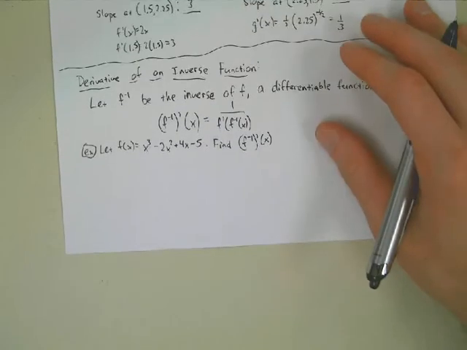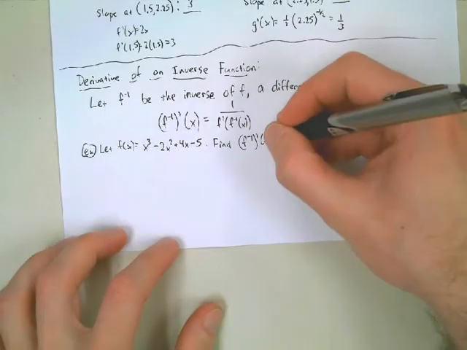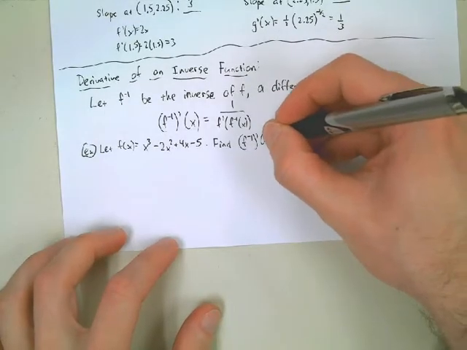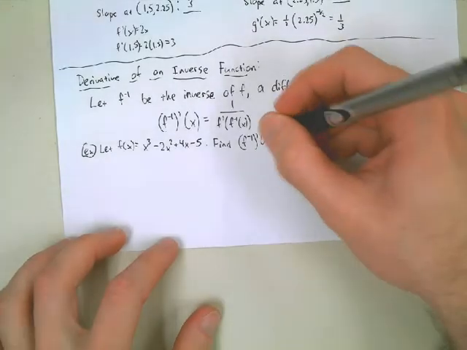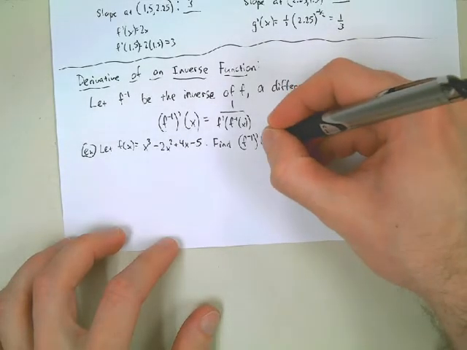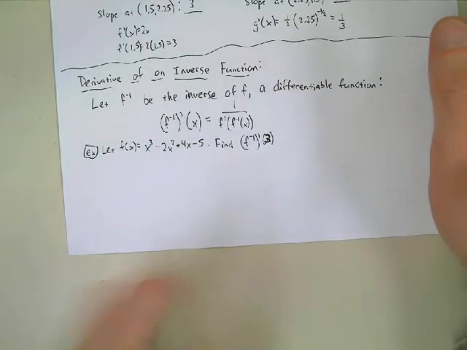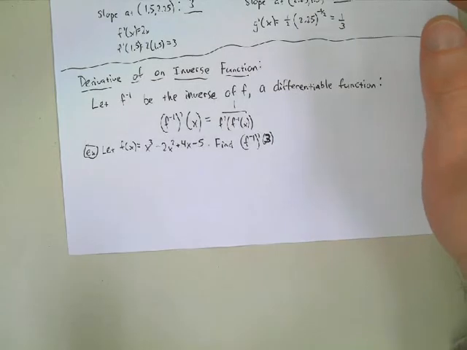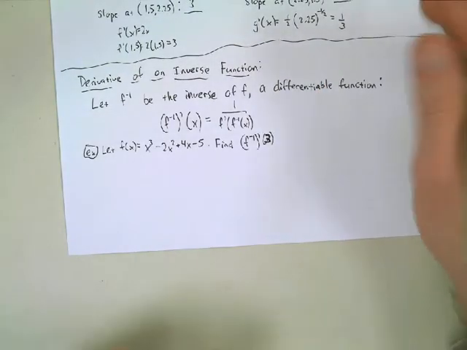So let's tackle this. What I want to find, sorry, I want to find f inverse prime of 3. I'm going to find it at a point, not f inverse prime of x, because we can't do that. We can only find a value. We can't find the actual inverse derivative, but we can find the value of the derivative of the inverse at a particular point. That's what we want to do. Find f inverse prime of 3.